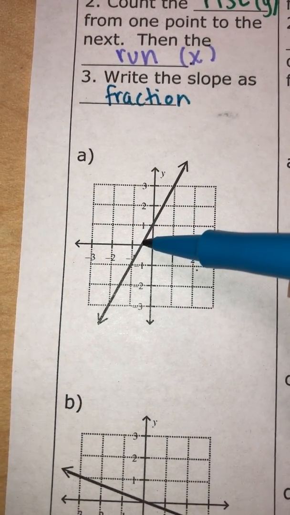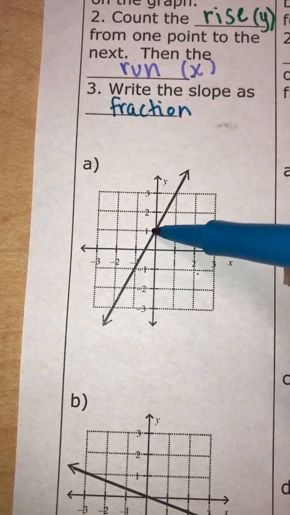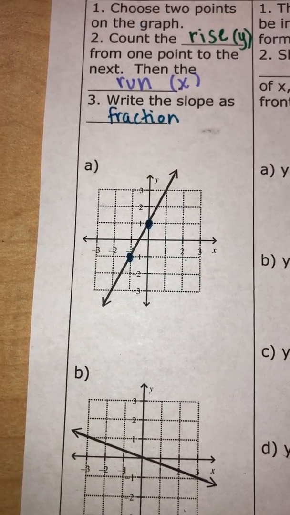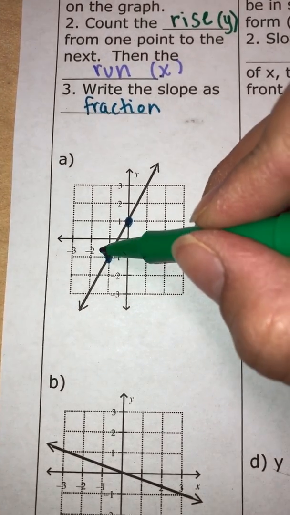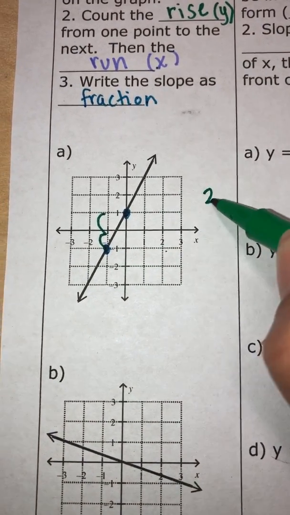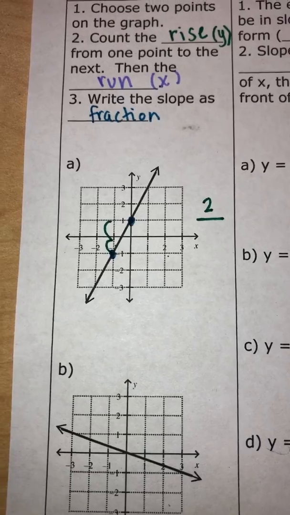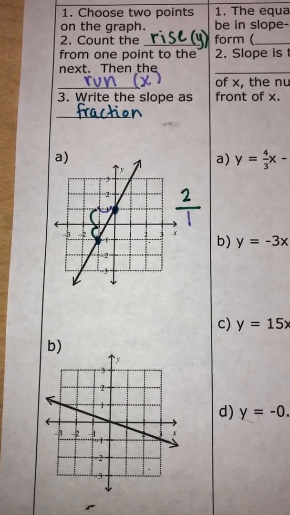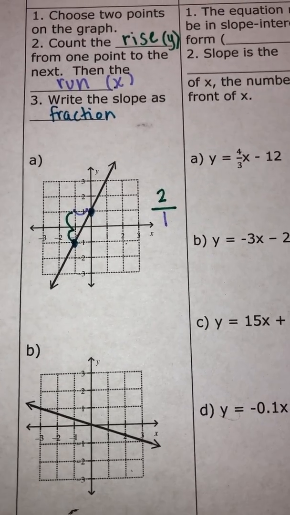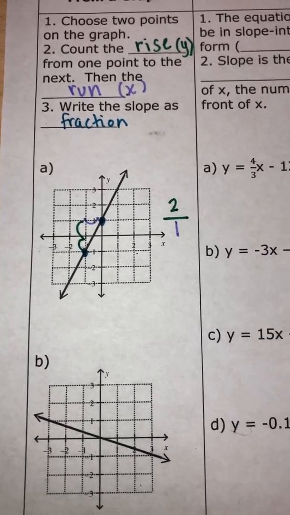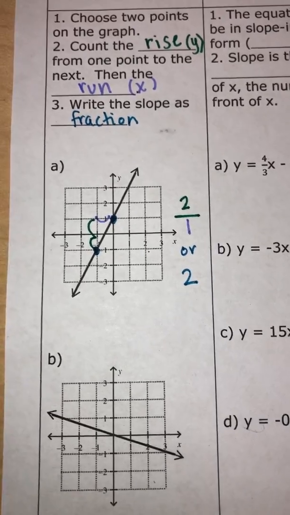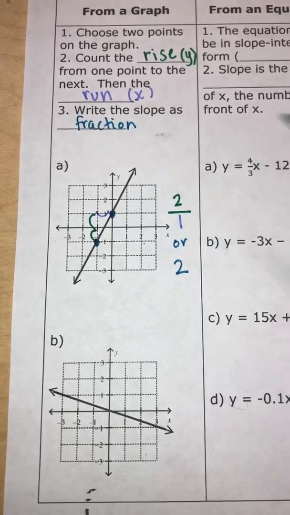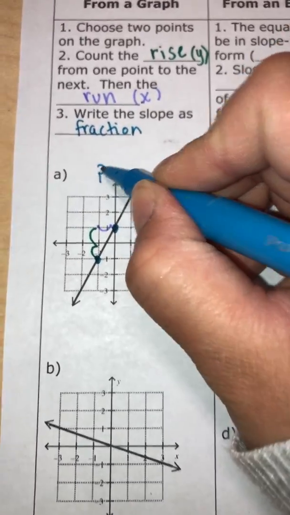So here we go, perfect points. This would not be a good point, so I got to pick something like this. So this one and this one are good. So let's count the rise. 1, 2, over 1. And there it is, 2 over 1, or simply 2. And what kind of slope is this? Positive, because from left to right, it's increasing. Okay, so I'm just going to make a little note. This is positive.